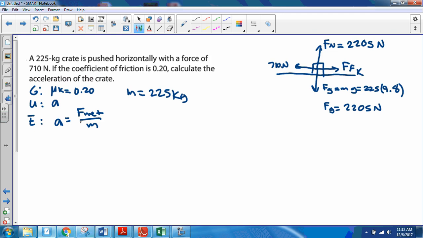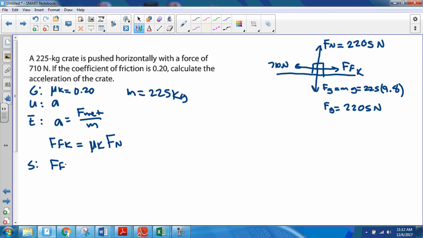Okay. So when I look here to do Fnet, I've got to come back up to my free body diagram, right? So the Fn and the Fg, they cancel each other out. Y'all see that? The 710 and the Ffk did not, though, right? But I don't know what Ffk is yet. So I probably need to solve for Ffk first. So Ffk is equal to what? That's right, mu k times Fn. All right, so we're going to do this Ffk first, and then we'll do the a.